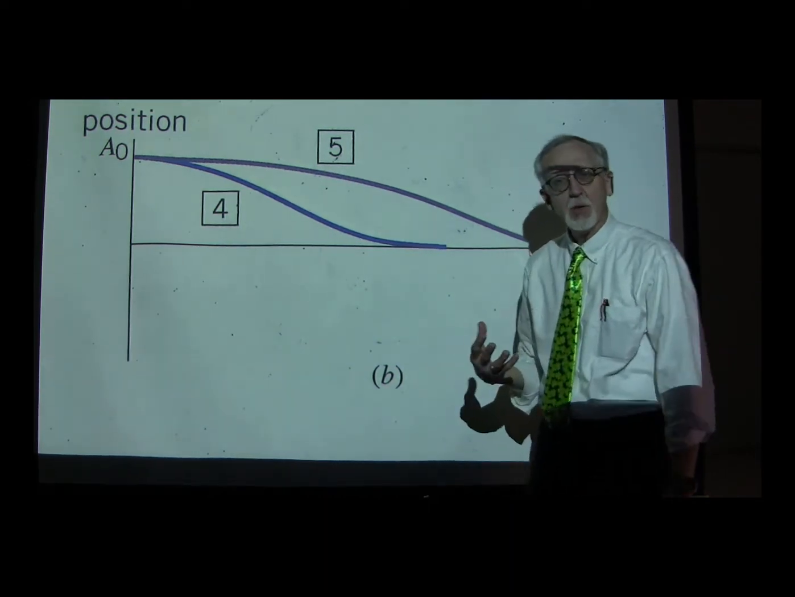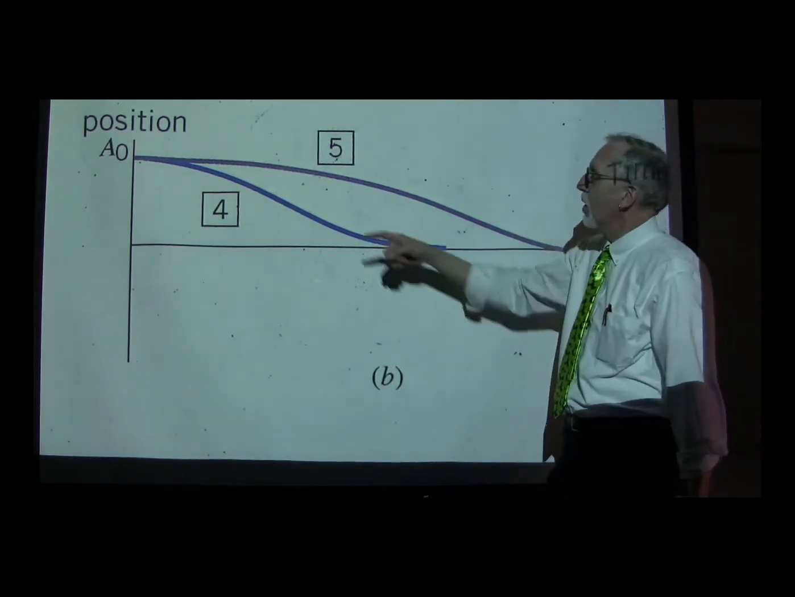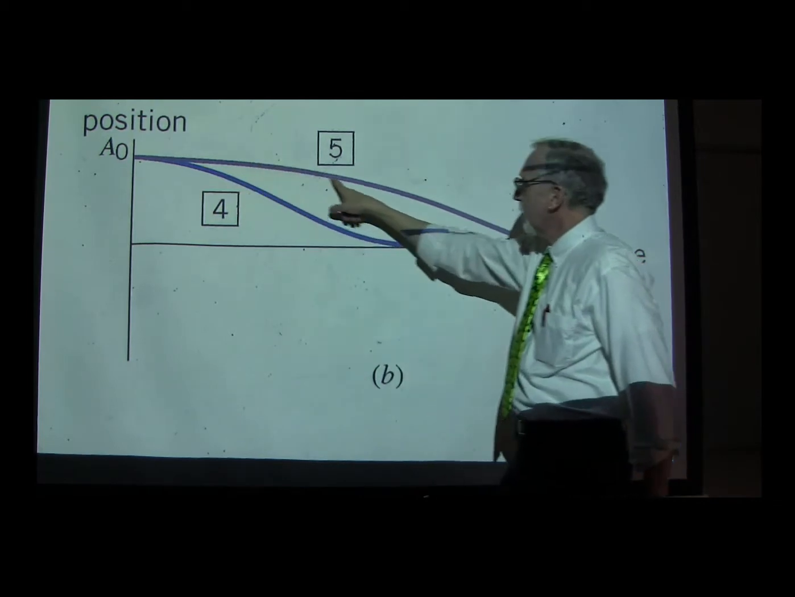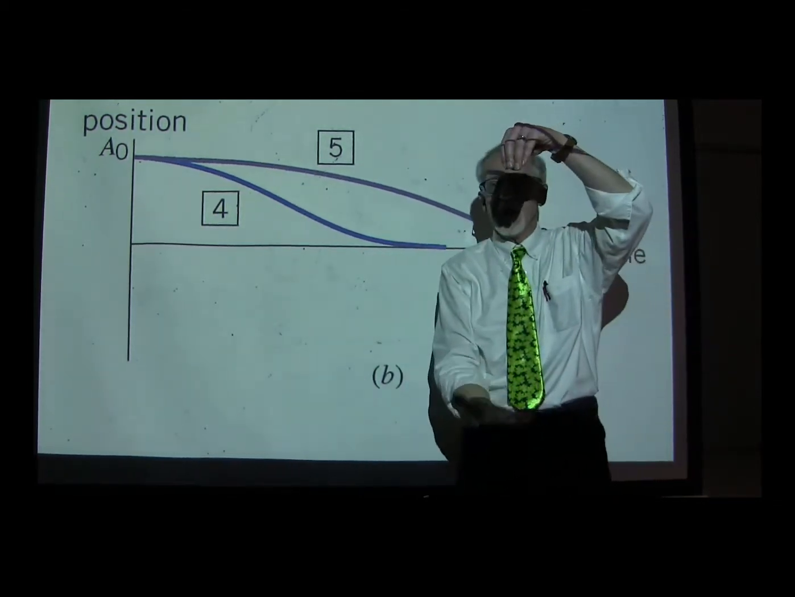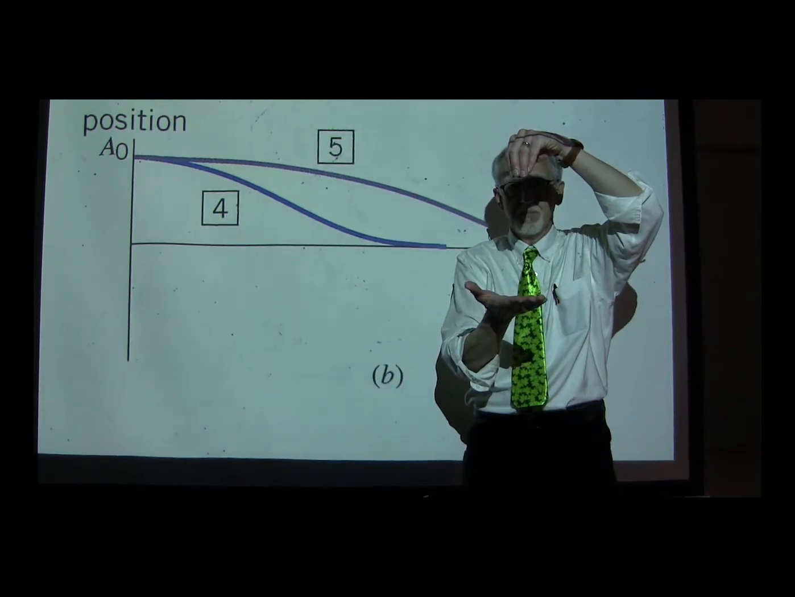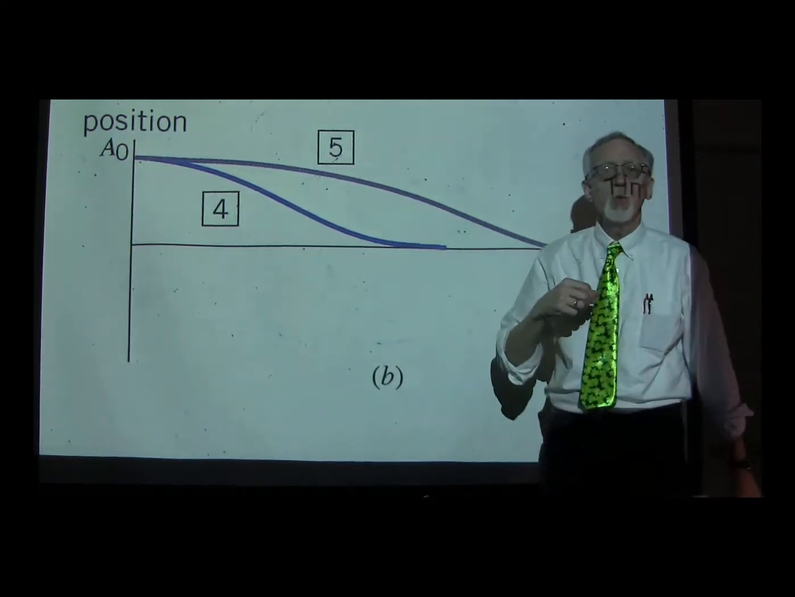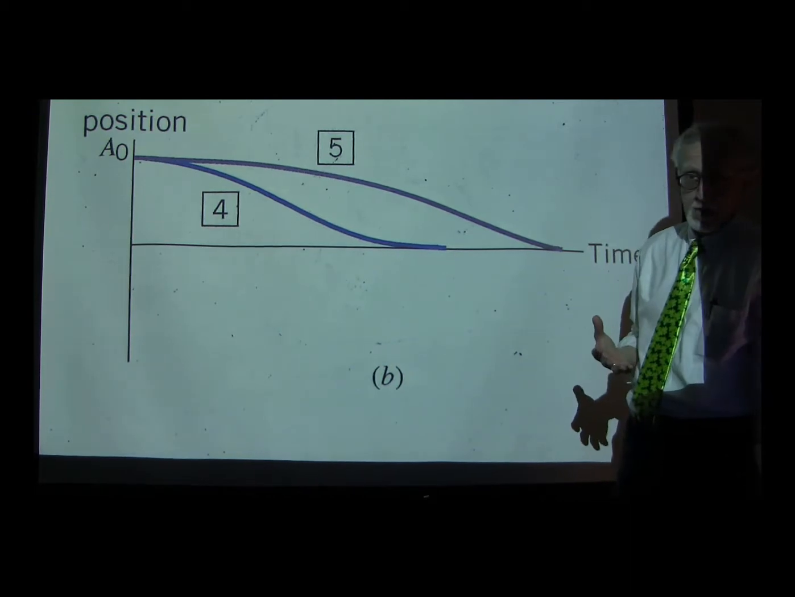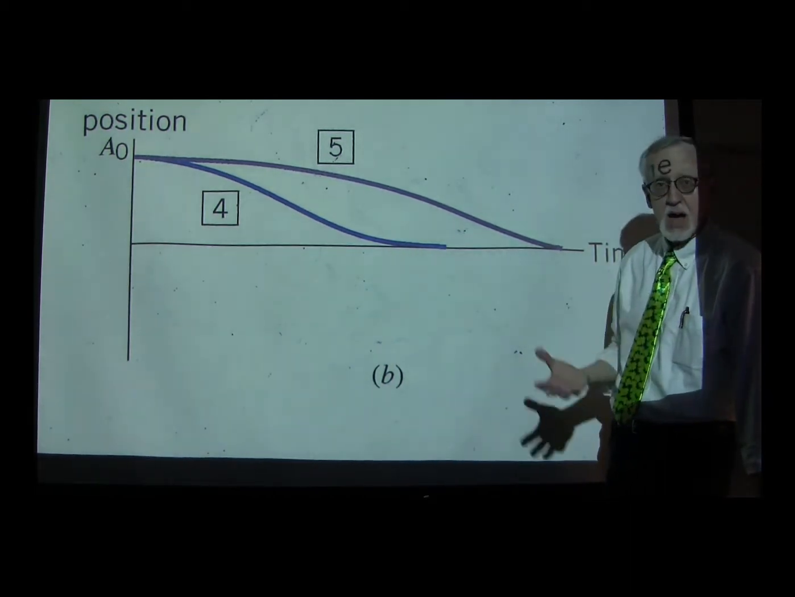If you were to make that fluid even more viscous, we would get something that looked like the purple line, number 5, where the oscillator very, very slowly returned to equilibrium. Number 5 we refer to as overdamped, something where there's a lot of damping.